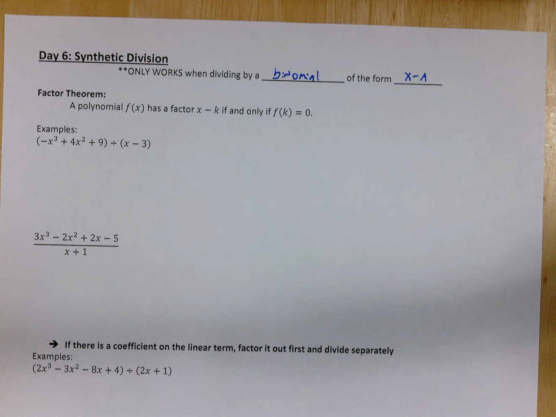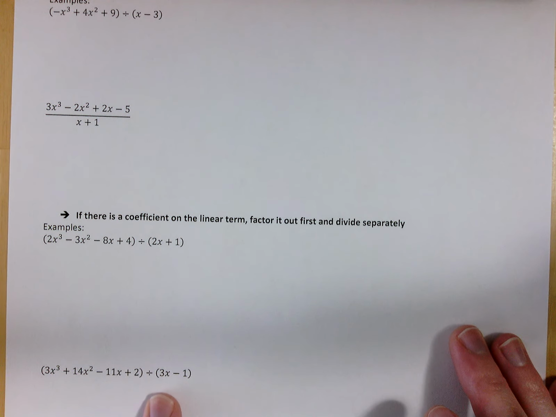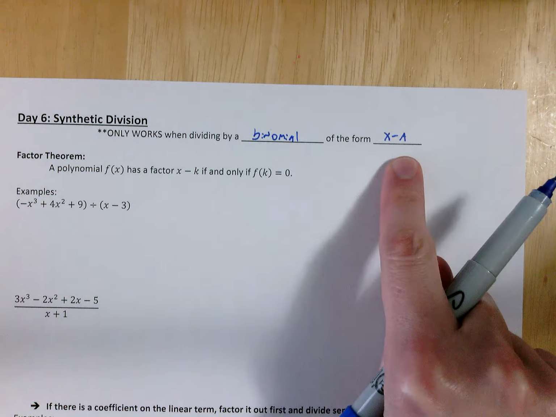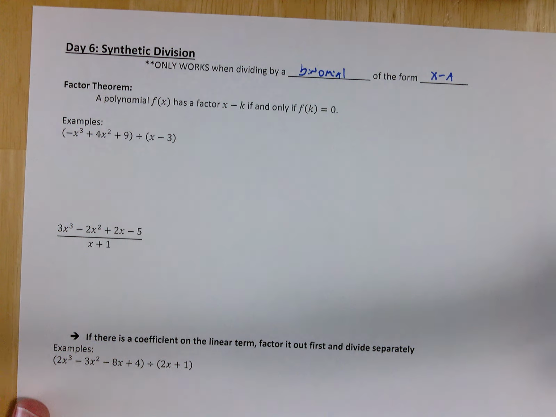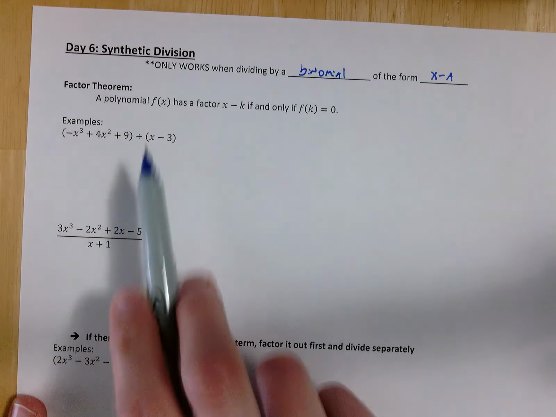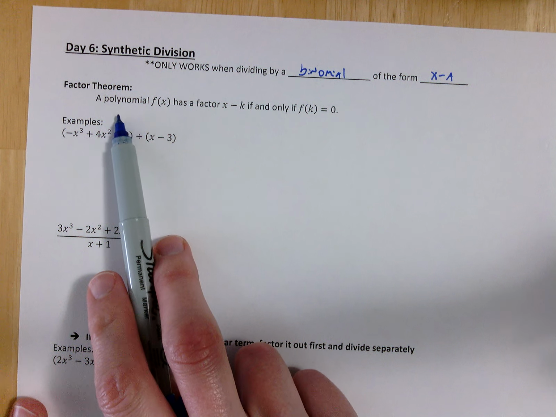Okay. Now, there is a cheating method that we can do. We're going to look at some problems down here where it's like a 2x or a 3x, which is not in this form. So we're going to kind of do a little workaround for that. But in order to actually do synthetic division, it has to be set up in this format. Okay. All right.